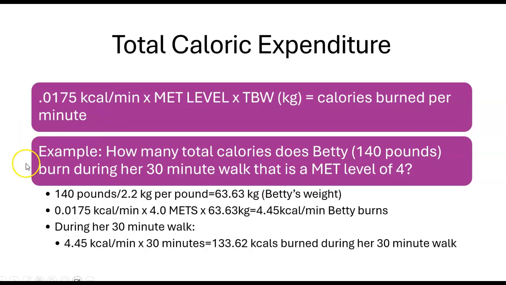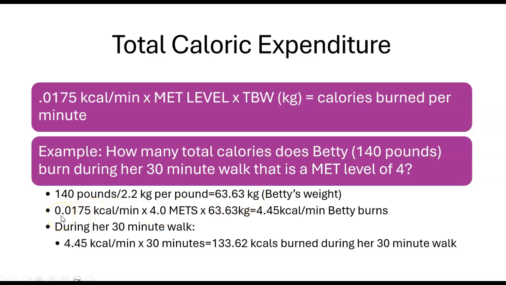So let's take it a step further and do an example together. So how many total calories does Betty, who weighs 140 pounds, burn during her 30-minute walk that is a MET level of 4? So you were given Betty's MET level, you were given her weight. Those are the two things that you need in order to determine her total calories burned. First thing we need to do is take Betty's weight and divide it by 2.2 to get her weight in kilograms.